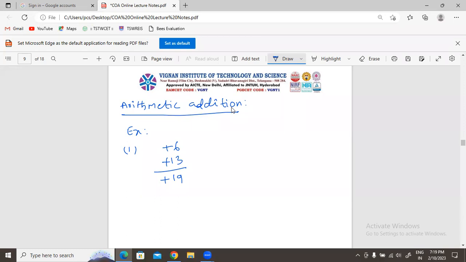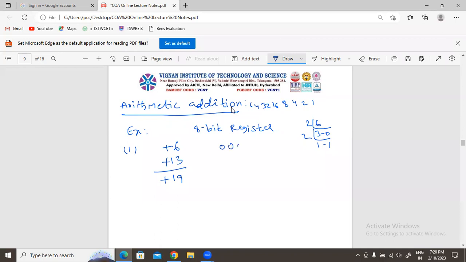Now how to represent plus 6 in an 8-bit register? Always we are taking this 8-bit register to store these values. To convert decimal to binary, I am using the 8421 code: 8, 4, 2, 1, 16, 32, 64. This is a weighted sum code. Now what is plus 6 in binary?